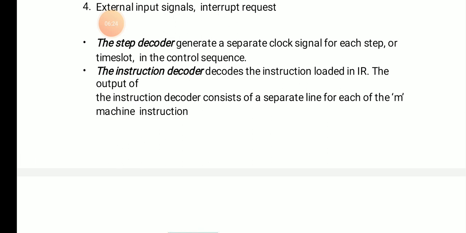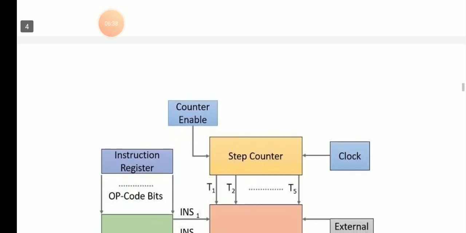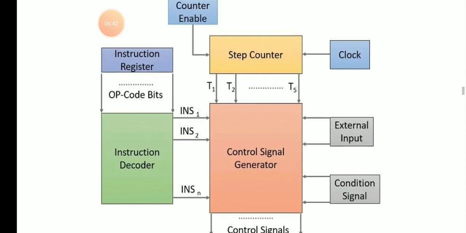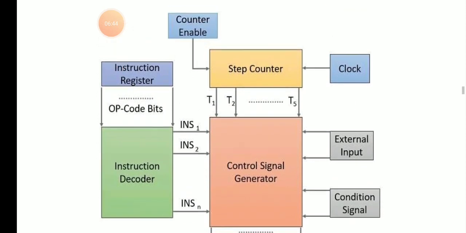The instruction decoder decodes the instruction loaded in the IR, that is the instruction register. The output of the instruction decoder consists of a separate line for each of the machine instructions. So this is the hardwired control block diagram. Okay, so that is the basic diagram.